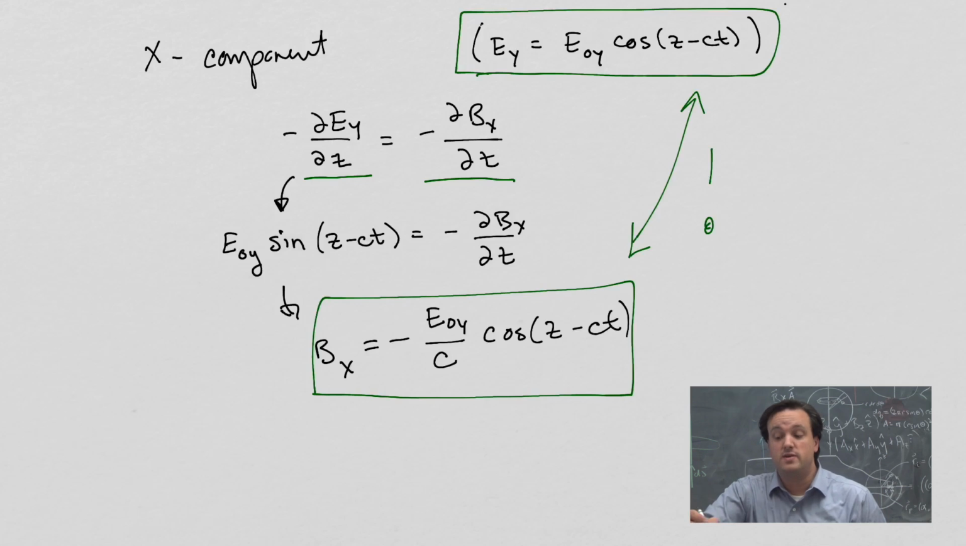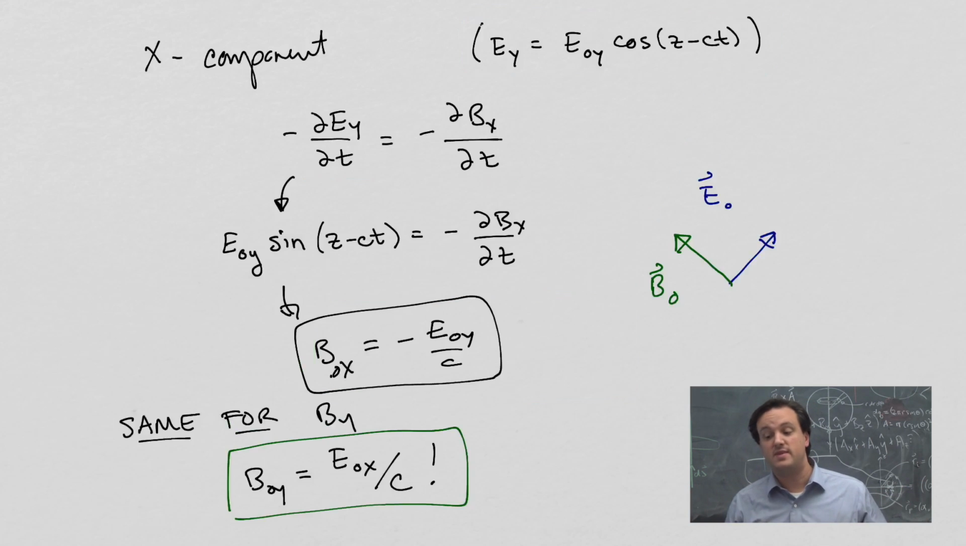This is true for the x component: the x component of B is related to the y component of E. If I did the same thing for the y components, I would get that the y component of B is equal to the x component of E divided by c. So I get this coupled case where the x component of B is equal to minus E naught y over c, and the y component of B is equal to the x component of E over c. So there's this exchange between x and y components with one extra minus sign.